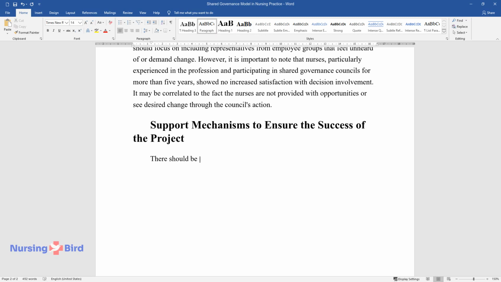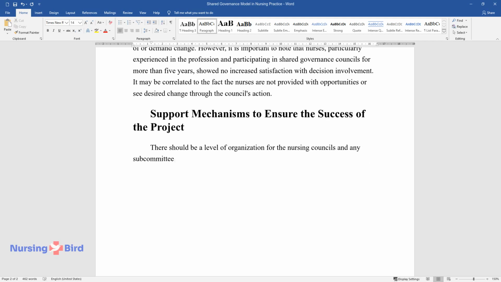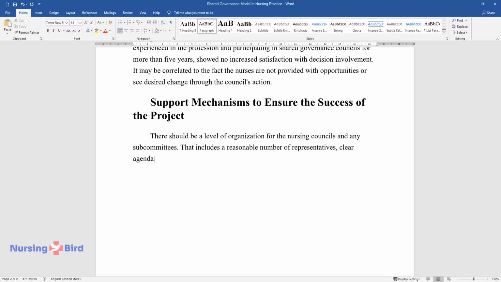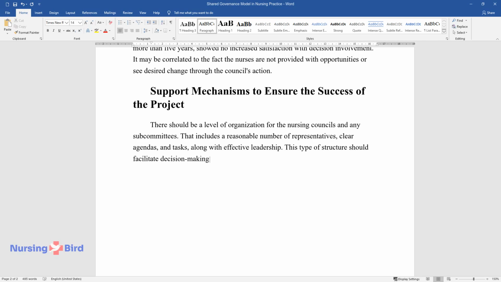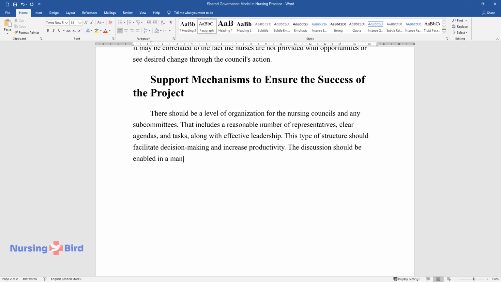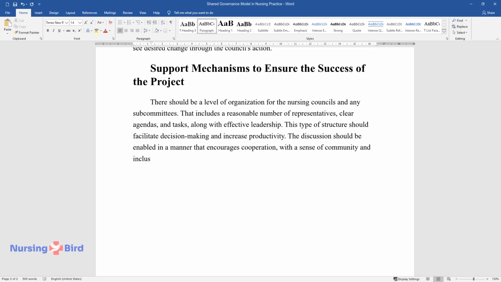Support mechanisms to ensure the success of the project. There should be a level of organization for the nursing councils and any subcommittees. That includes a reasonable number of representatives, clear agendas and tasks, along with effective leadership. This type of structure should facilitate decision-making and increase productivity. The discussion should be enabled in a manner that encourages cooperation, with a sense of community and inclusivity within a work environment.